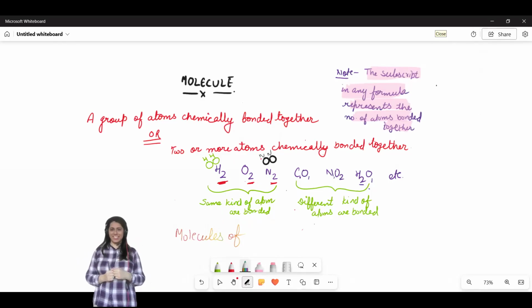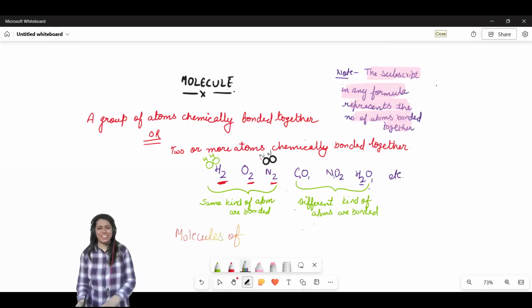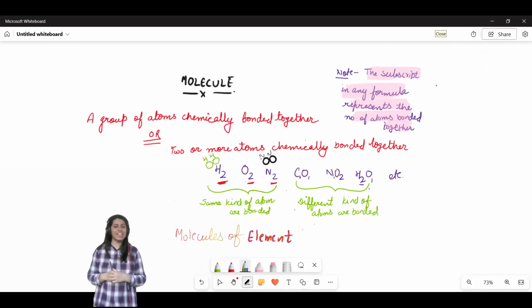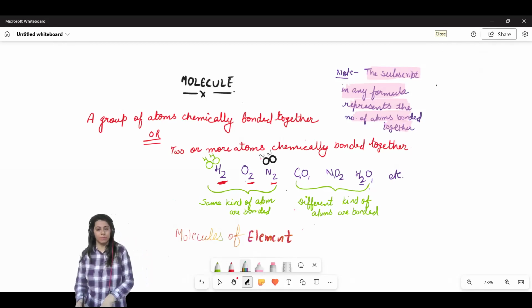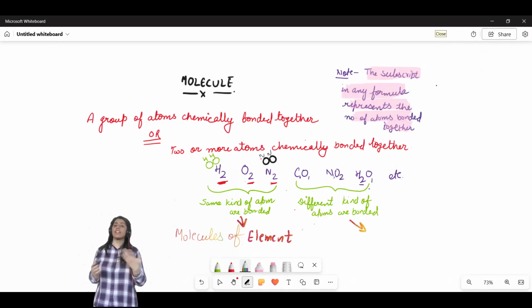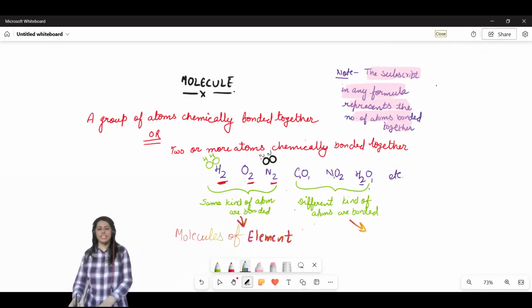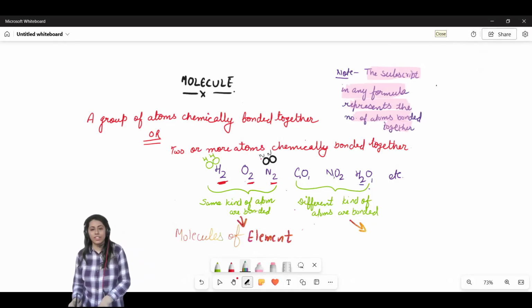Think about it. Yes, it's elements. Because do we know the definition of elements? We know that elements are substances made up of just one kind of atoms, right? So here we can relate. These are molecules of elements, all these three. But then moving on to this part, because we have different kinds of atoms bonded together, we'll say that they are molecules of, I told you the term, compounds.